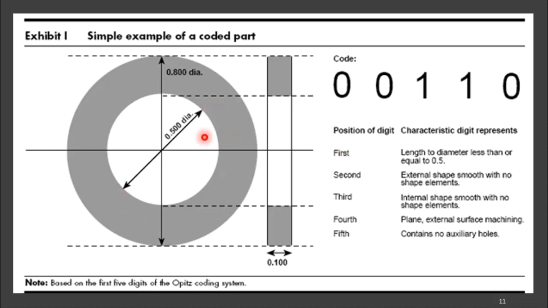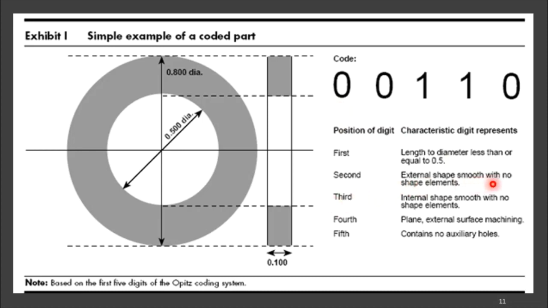Here are the side view and front view of the product. The diameter is 0.8 and 0.1. So the D to L ratio is 0.8, which is greater than 0.5, so I'll assign a 0 as the first digit.